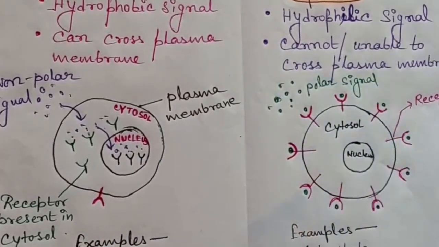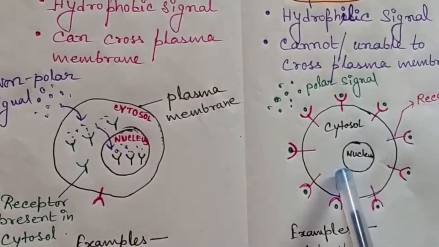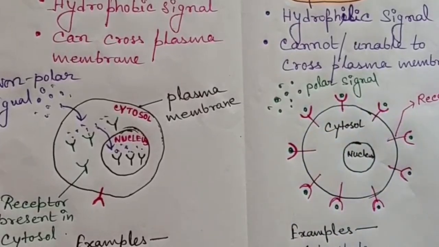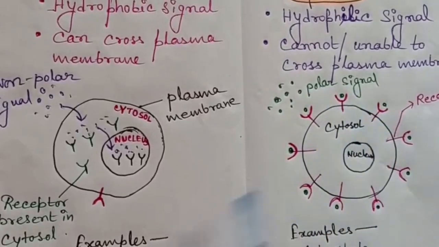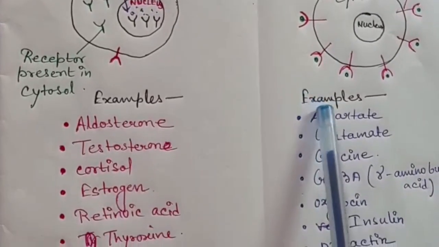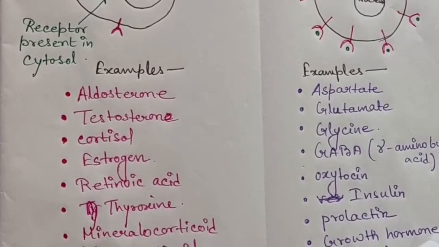Whereas polar signals cannot cross the plasma membrane, so they bind to the surface receptors. Here we can see the surface receptors, and they bind to those surface receptors and form the receptor signaling complex. Thus they can work. Here are some examples of non-polar molecules: aldosterone, testosterone, cortisol, estrogen, retinoic acid, thyroxine, mineralocorticoid, glucocorticoid. Those are some examples of non-polar molecules.